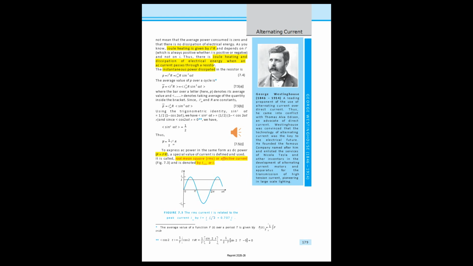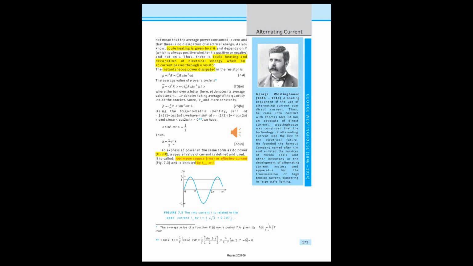As you know, Joule heating is given by I square R and depends on I square, which is always positive, whether I is positive or negative, and not on I. Thus, there is Joule heating and dissipation of electrical energy when an AC current passes through a resistor. The instantaneous power dissipated in the resistor is given by P equal to I square R, and that's equal to Im square R sin square omega t.